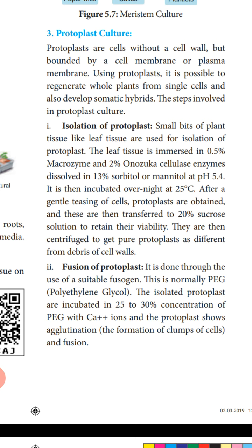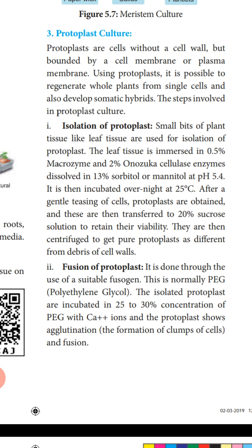These values you have to remember, children. So here the leaf tissue is first immersed in this enzyme mixture, which contains 0.5 percent macerozyme, 2 percent cellulase enzyme, and 13 percent sorbitol or mannitol, and the pH is 5.4. Then it is incubated overnight at 25 degrees Celsius. So the whole night the leaf tissue is immersed in this at a temperature of 25 degrees Celsius. After a gentle teasing of the cells, protoplasts are obtained.